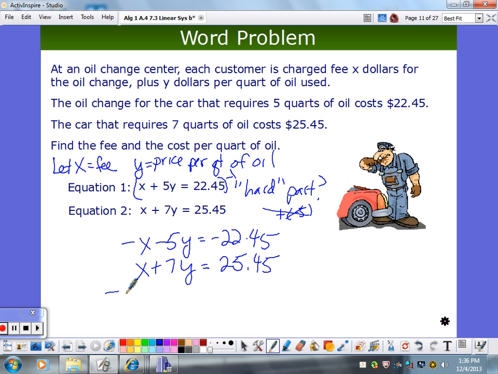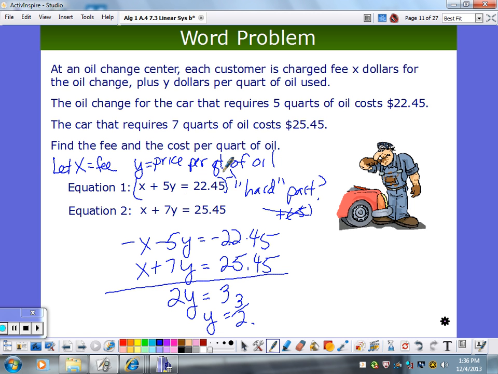Okay. Yep. All right, now let's see. I see my opposites right here. So who am I eliminating? The x. -5y plus 7y. 0x, 2y. And then what is -22 plus 25? And then you kind of be subtracting backwards here. I see a 3. So what's y?